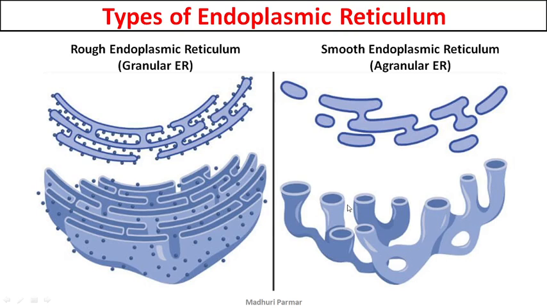Then there are some types of endoplasmic reticulum which do not have ribosomes. So they are smooth. You can see how smooth they are in both these diagrams. So they are called smooth endoplasmic reticulum or agranular endoplasmic reticulum.